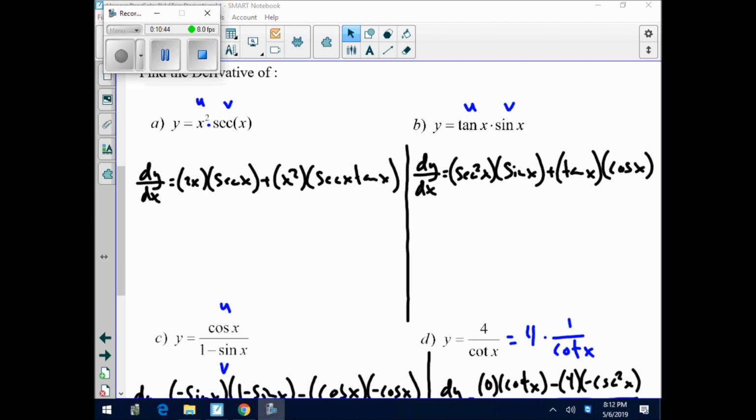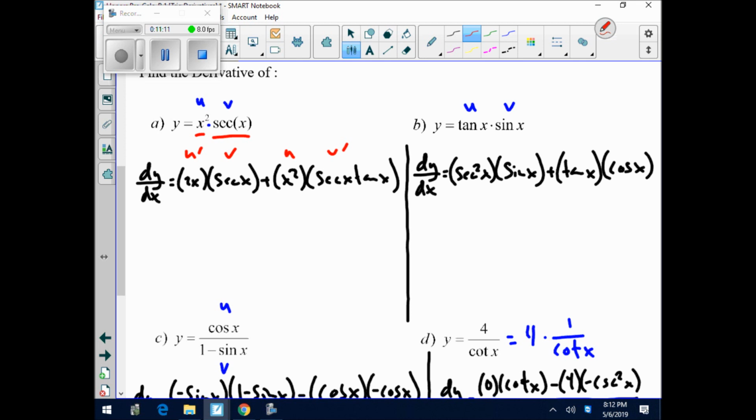All right, guys, so let's take a quick look at these. We've got our product rule with x squared and secant x, and so right here with x squared as our u and secant x as our v, we would say that our derivative is u prime of 2x times a v of secant x plus a u of x squared times a v prime of secant x tan x.